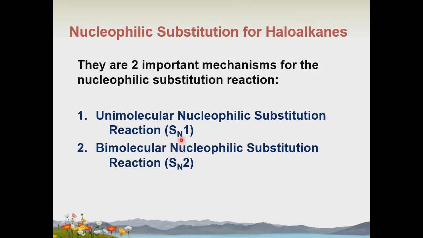SN1 is substitution, nucleophilic, one is uni, or one product in the first step. And bimolecular, SN2: S is substitution, nucleophilic, and 2 stands for the bi, or two products or two compounds during the first step of the mechanism.